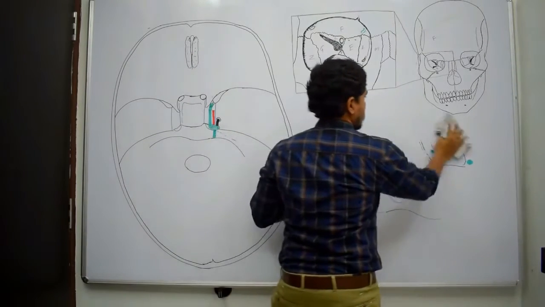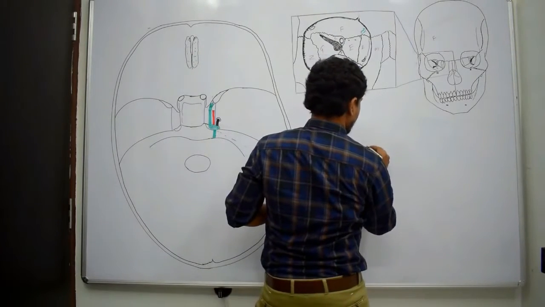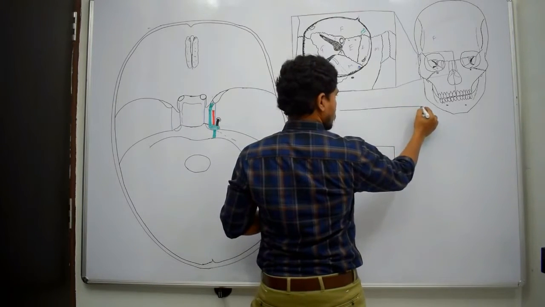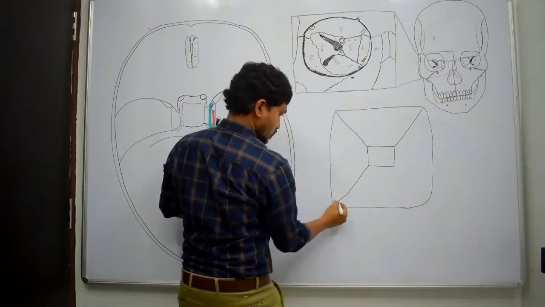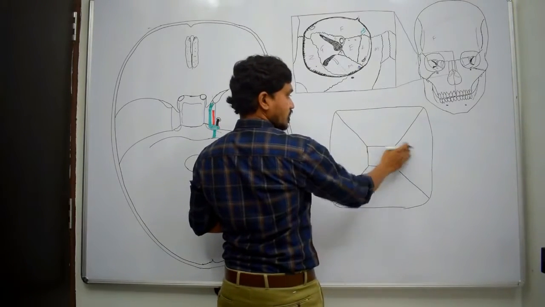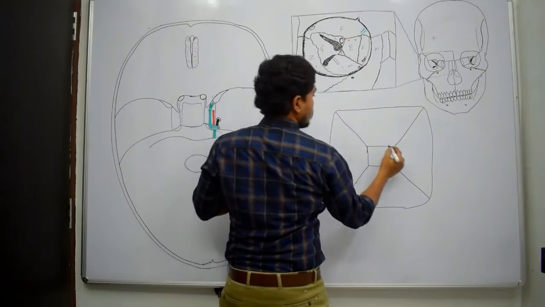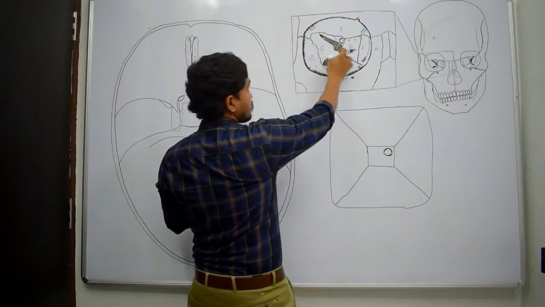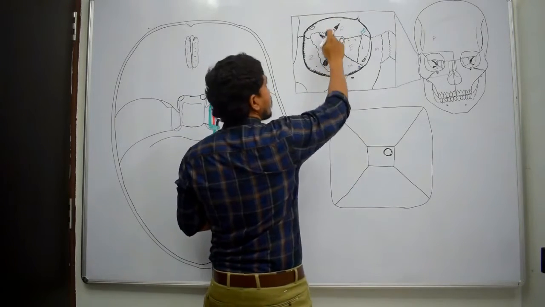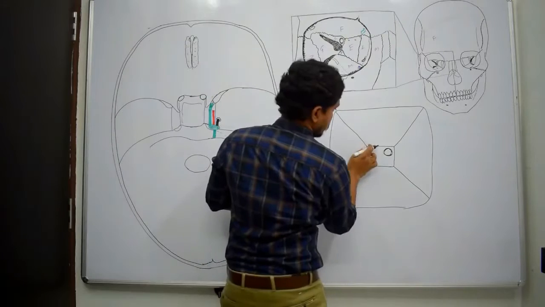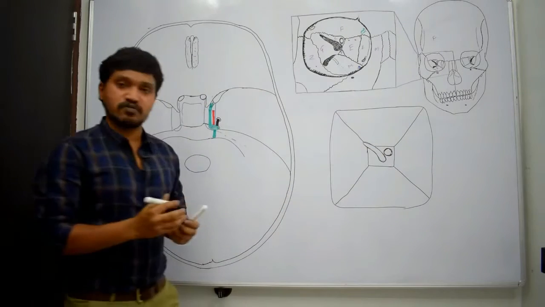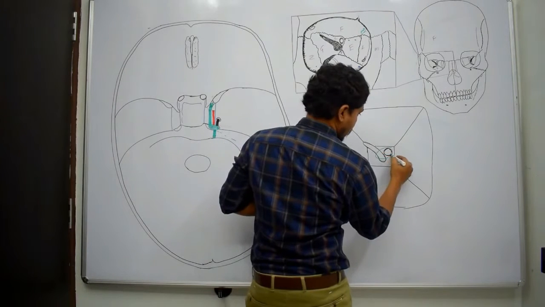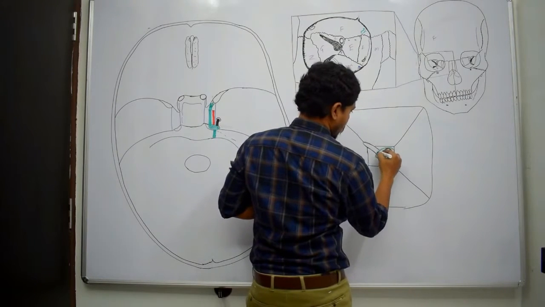You can understand clearly. This is the posterior part of the orbit. That means this is at the apex. This is at the base. This is the roof. This is the floor. This is the medial wall, and this is the lateral wall. This foramen I am drawing here. What is this? The optic canal, right? And what is this fissure present between the roof and lateral wall? Here, the superior orbital fissure, right? So this superior orbital fissure is encircled by the common tendinous ring of Zinn, right?